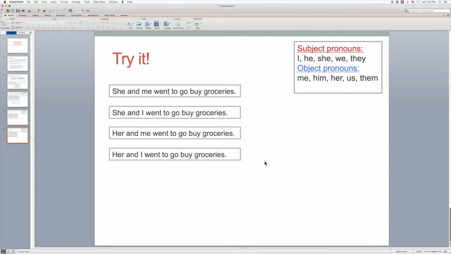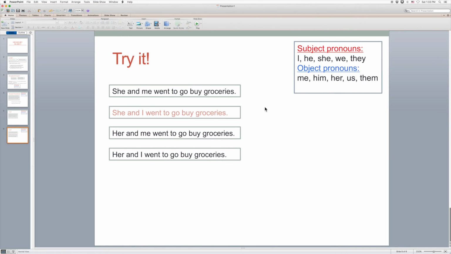Okay, did you figure it out? Let's see. What is the verb? Went is the verb. Now, are you doing the action or is the action being done to you? So in this case, you are doing the action. So I, and then which pronoun goes with the I? She. So the correct sentence is she and I went to go buy groceries.